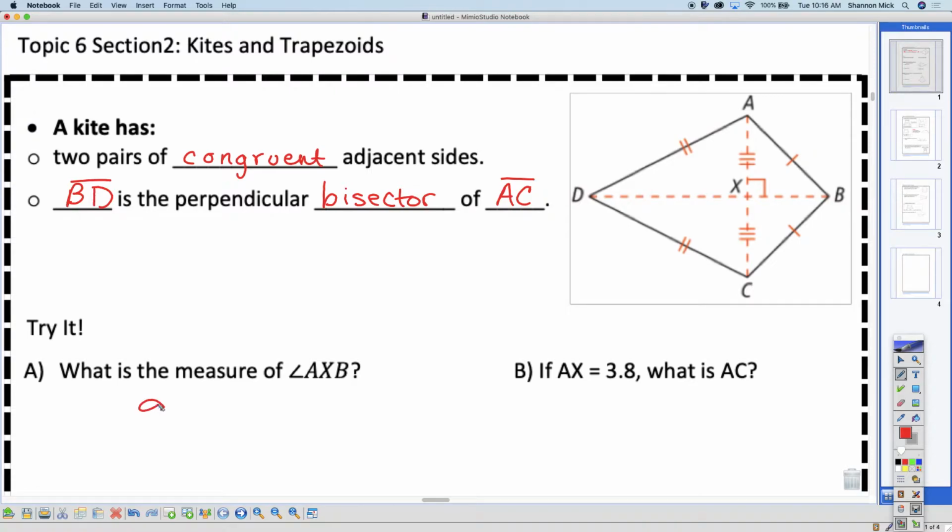90. Okay, AX is 3.8. So what is AC? 7.6. Why? Wouldn't you add them together? It's going to be 2 times 3.8. Where would you get the 2 from? Because this is 3.8. And what do we know about AC? BD divides it. Could you add them together and get the same thing? Yeah, that's what multiply by 2 is.